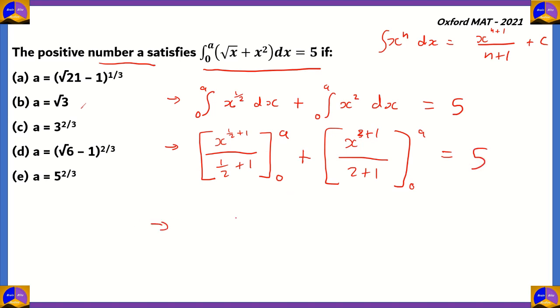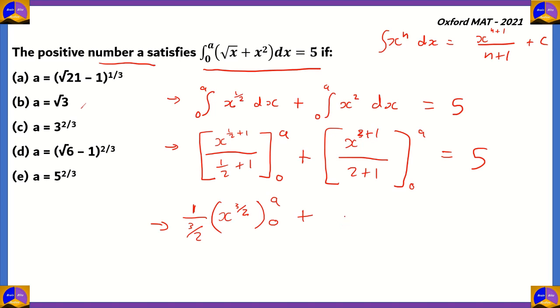Now x raised to half plus 1 is x raised to 3 by 2, and the variable would be within the limits from 0 to a. 1 by 2 plus 1 is actually equal to 3 by 2, and it's still in the denominator, which is why we wrote 1 over 3 by 2.